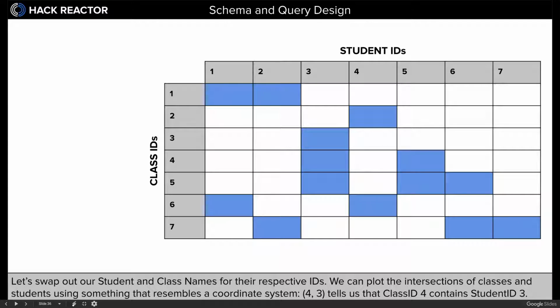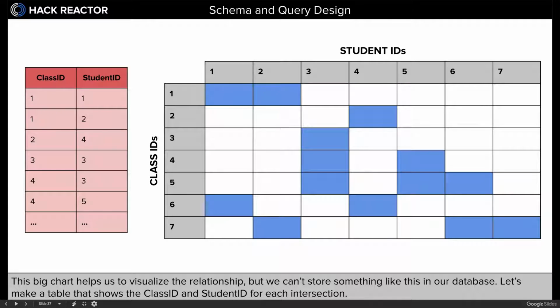So now that we are visually able to see the relationships between the class IDs and the student IDs, we can create a new table. We grab the class ID and we grab the student ID and we associate them with one another. They don't show it over here, but this join table would have a unique identifier as well. So this would also be 1, 2, 3, 4, 5, 6, and so on and so forth.